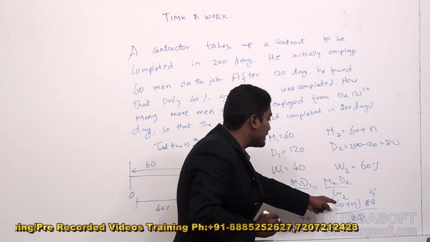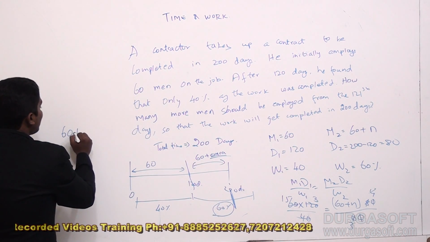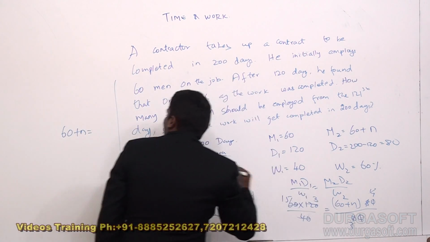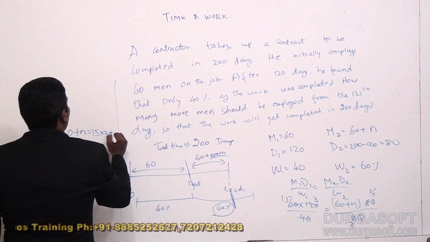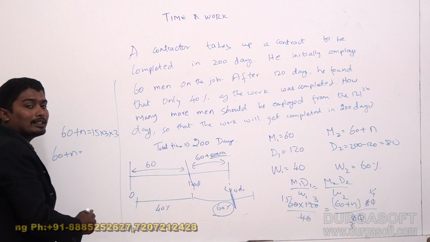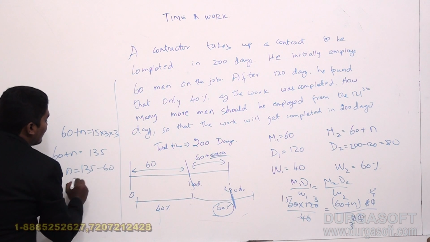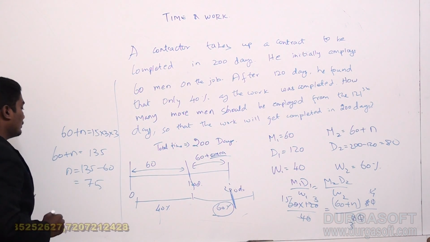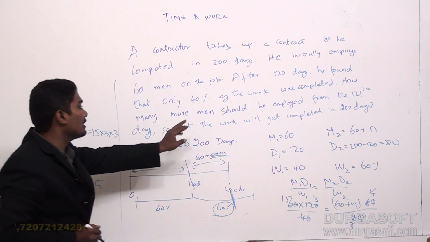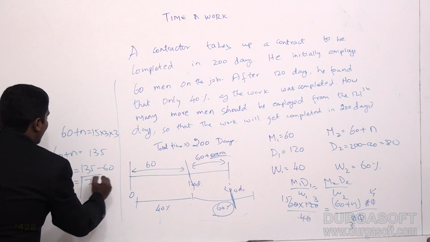So I will get 60 plus N on one side. I will bring that 3 to the numerator here. So 60 plus N will be equal to 15 into 3 into 3. So 60 plus N will be equal to 15 3s are 45, 45 3s are 135. So N will be equal to 135 minus 60, which is nothing but 75. So the value of N will be 75, which means that for the question, how many more people should be employed, the number of extra people that should be employed is 75 extra people.